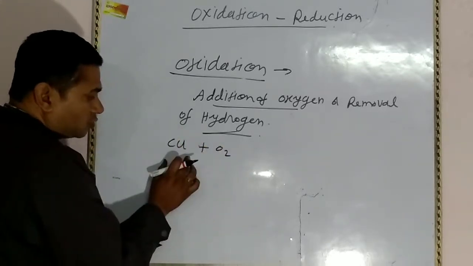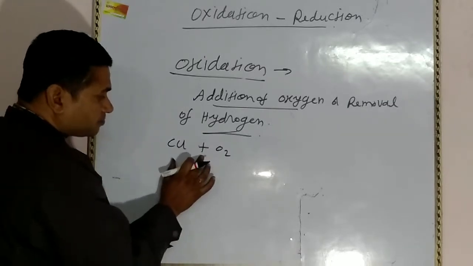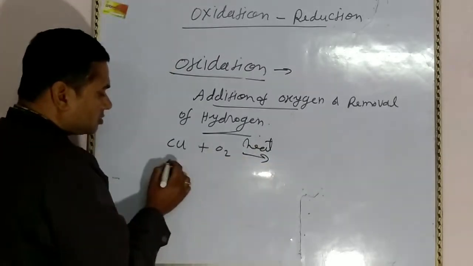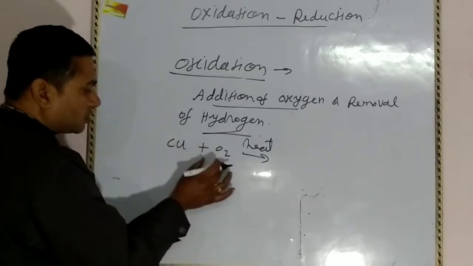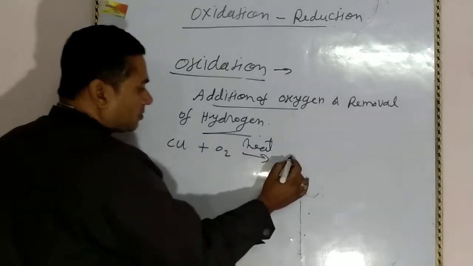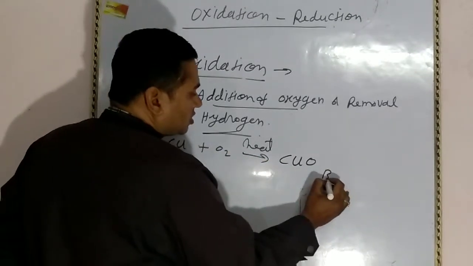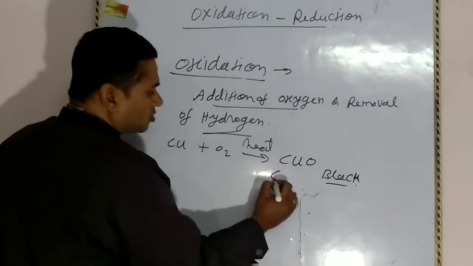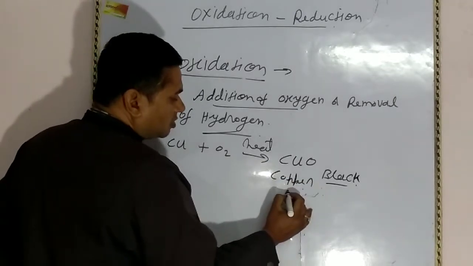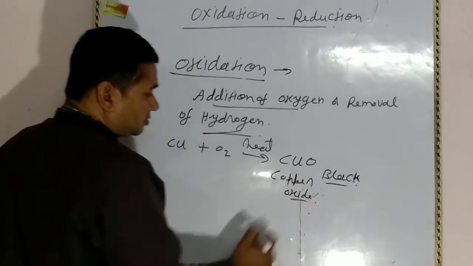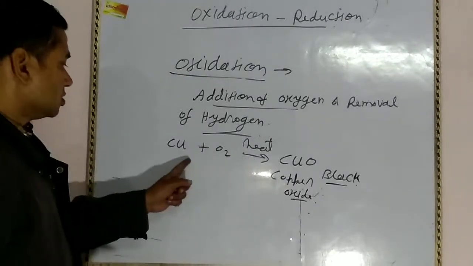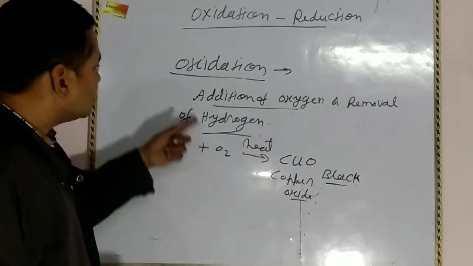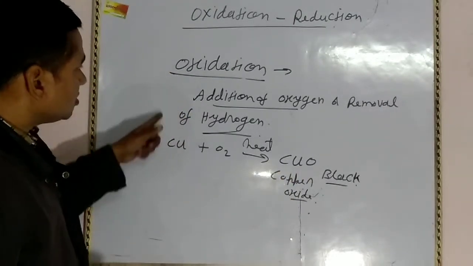O2 combines with Cu. When you heat copper powder in the presence of oxygen, it combines and forms CuO, which is black in color. That's it, black in color. Copper oxide. So now oxygen has combined with Cu, forming copper oxide. This is the oxidation reaction.